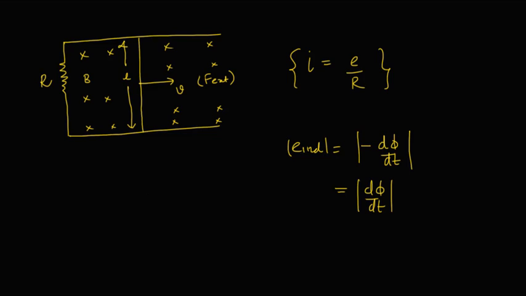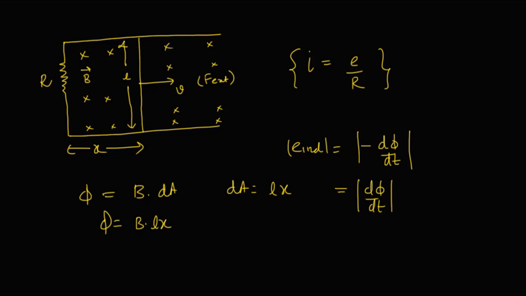So let's calculate the d phi by dt. At any point of time, let's say this distance is x and the length is given as L. So phi will be equal to what? B dot dA. What is dA here? dA is basically L into x, this distance x and this length L. So phi is given as BLx. In this phi value, this x is changing because this rod is moving forward.